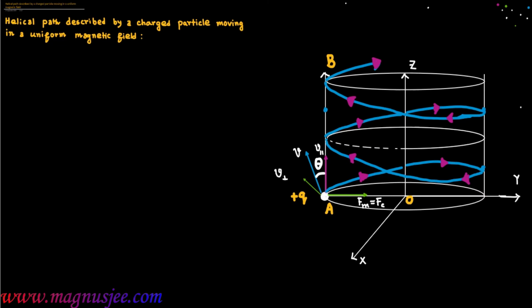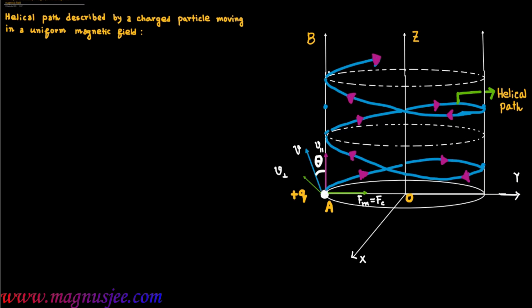Due to the combined effect of circular motion in the xy plane, which is due to the v perpendicular component of velocity, and linear motion of the charged particle parallel to the direction of the magnetic field due to the v parallel component of velocity, the charged particle will describe this type of helical path.